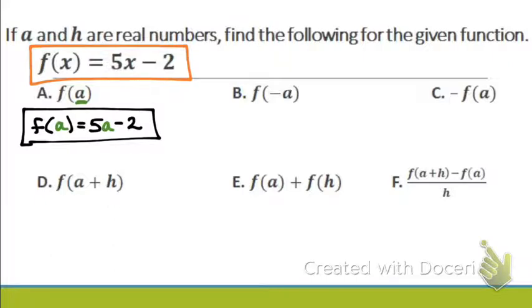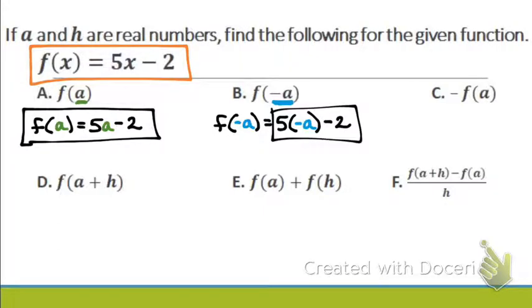What about on part B? What are we subbing in? Negative a goes in the place of the x. So that's equal to 5 times negative a minus 2. Is this my final answer? Is that fully simplified? No, I would need to change that to be what? Negative 5a minus 2.